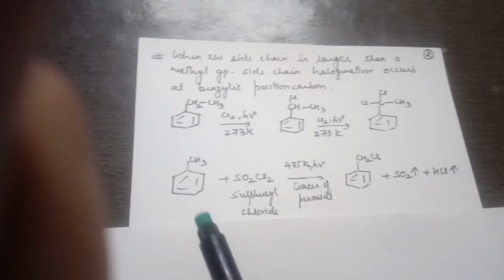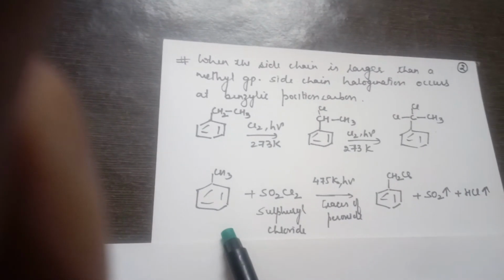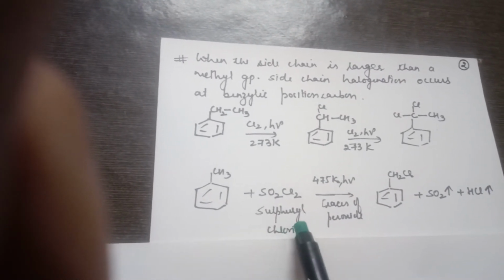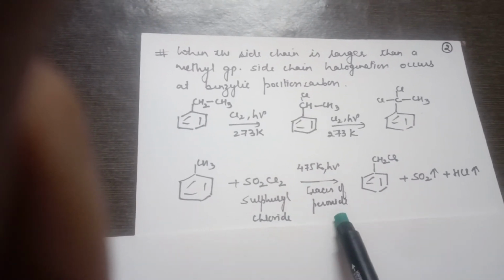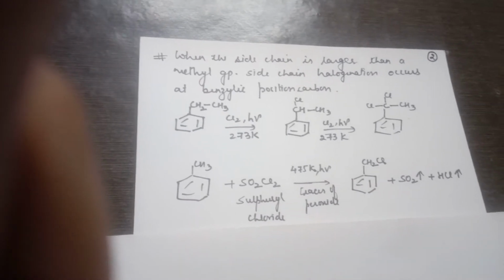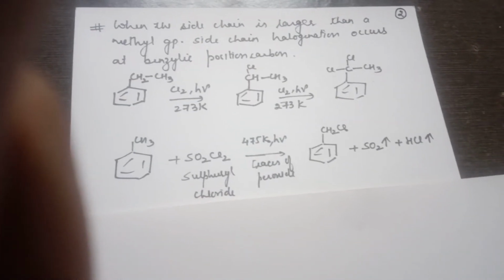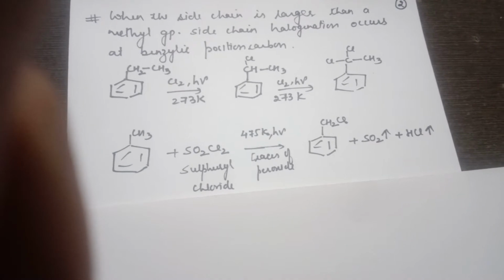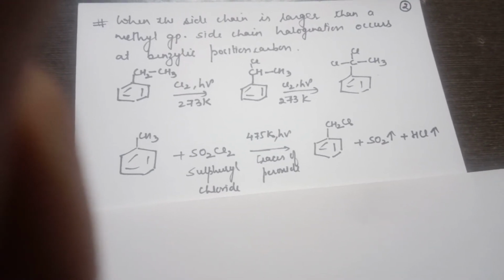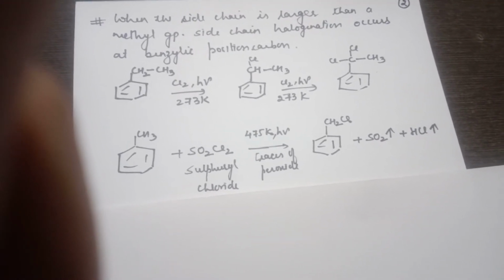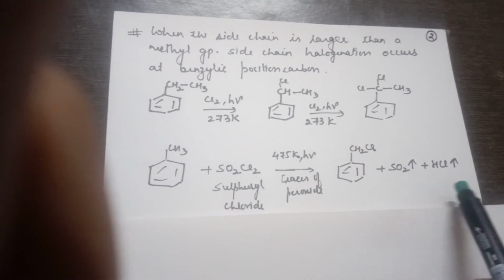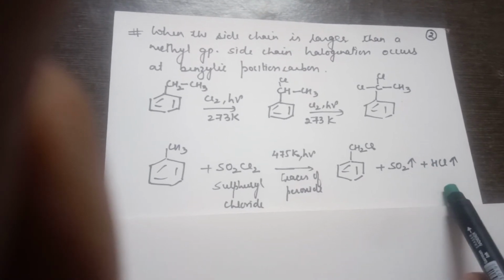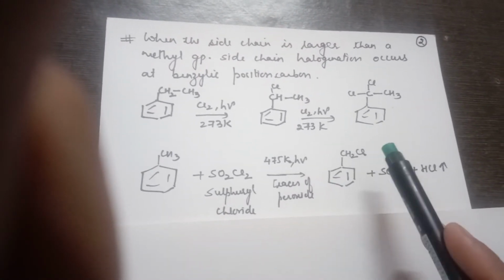Corresponding to side chain halogenation, one more example I have with you is toluene made to react with sulfuryl chloride. Here I have taken sulfuryl chloride with traces of peroxide at a temperature of 475 Kelvin, and again this reaction is carried out in the presence of sunlight. Here we are getting benzyl chloride as the product. Benzyl chloride is this, and SO2 and HCl escape from the reaction mixture, and pure benzyl chloride is obtained.